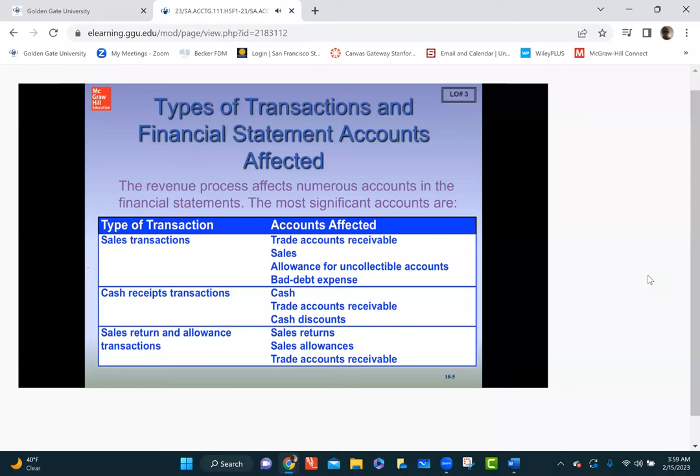Sales returns and allowances is going to affect the sales returns and allowances account, obviously. And then, of course, if there is a return, that's going to result in a reduction in our accounts receivable. So you can see the type of transaction, and you can see that there are several accounts that are affected.